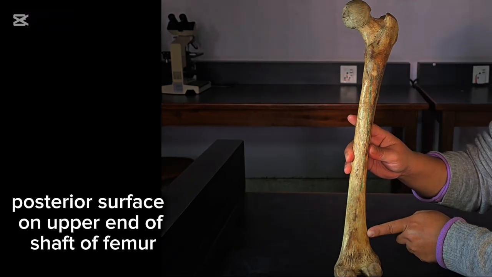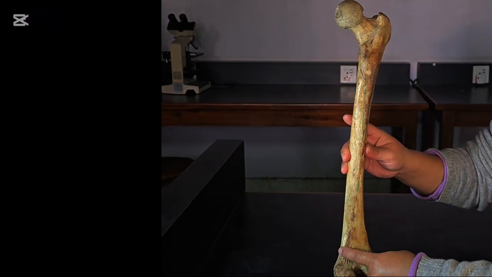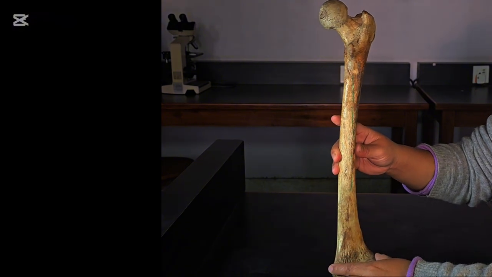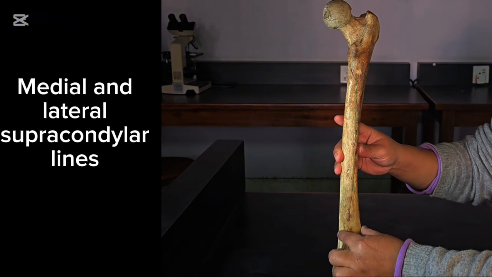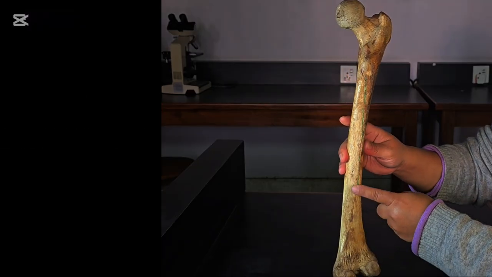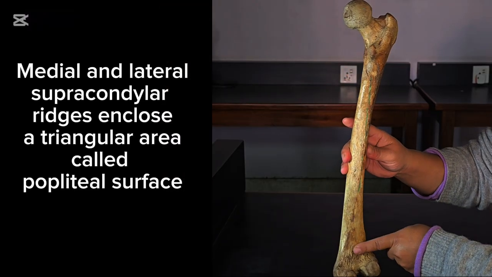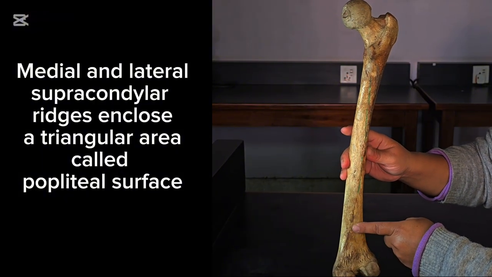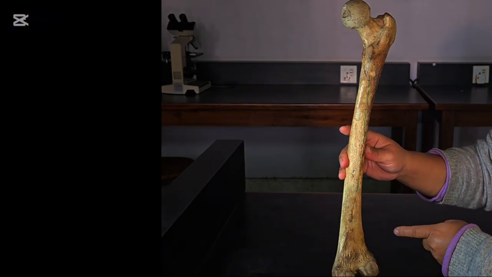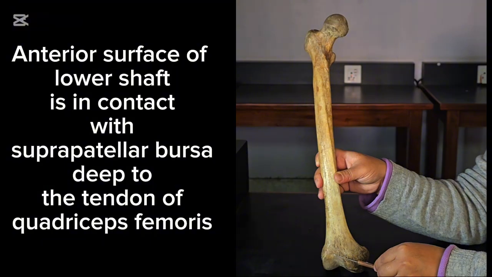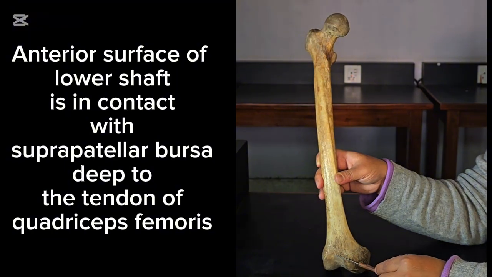The two lips of the linea aspera on the lower end as well diverge into two ridges known as medial and lateral supracondylar lines. This leads to another triangular area present on the lower part of the femoral shaft, which is known as the popliteal surface. This surface forms the upper part of the floor of the popliteal fossa. The anterior surface of the lower shaft is in contact with the suprapatellar bursa, lying deep to the quadriceps tendon.